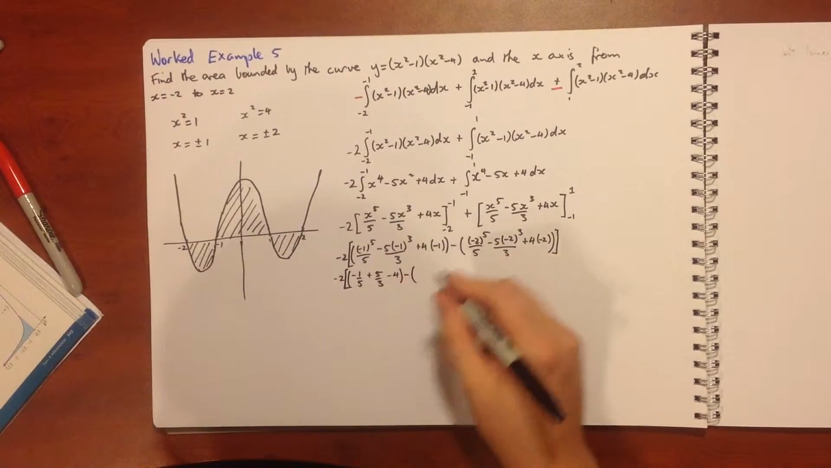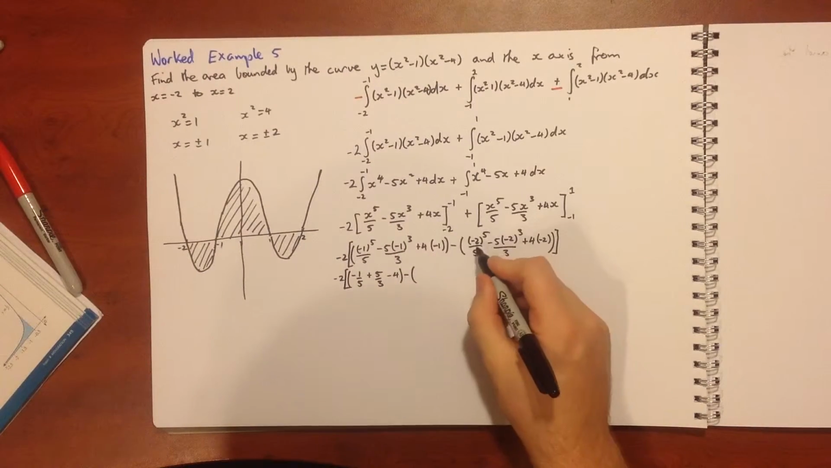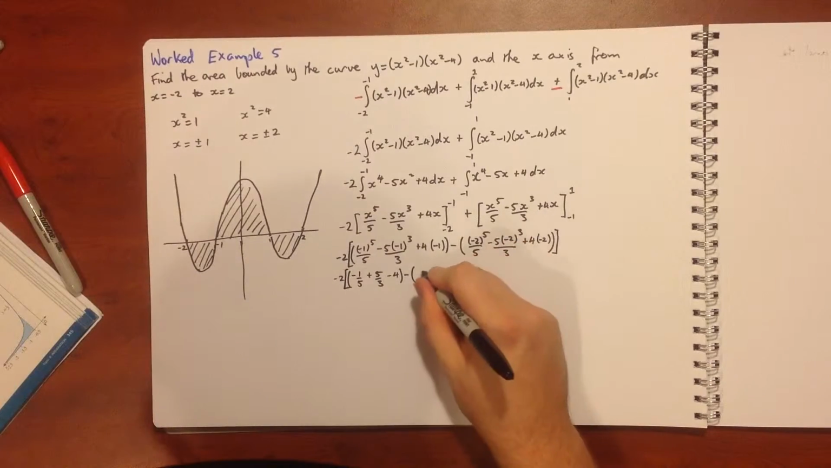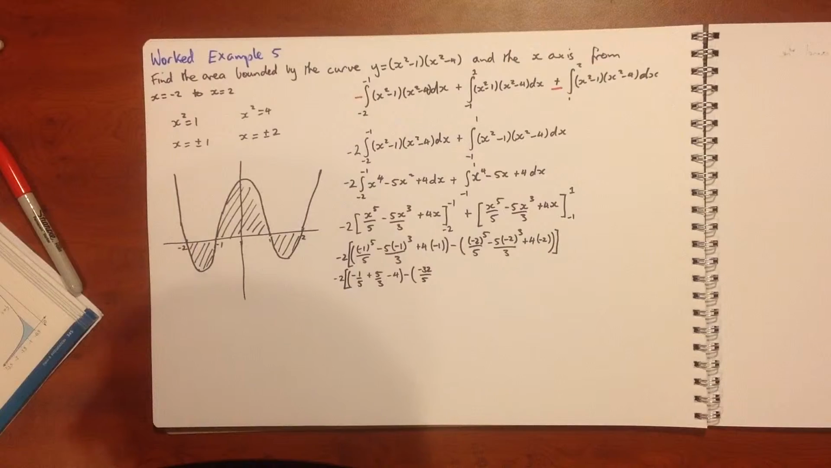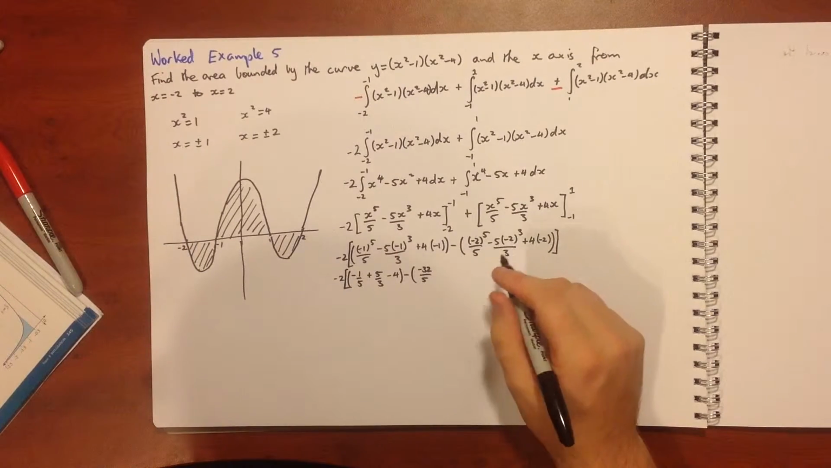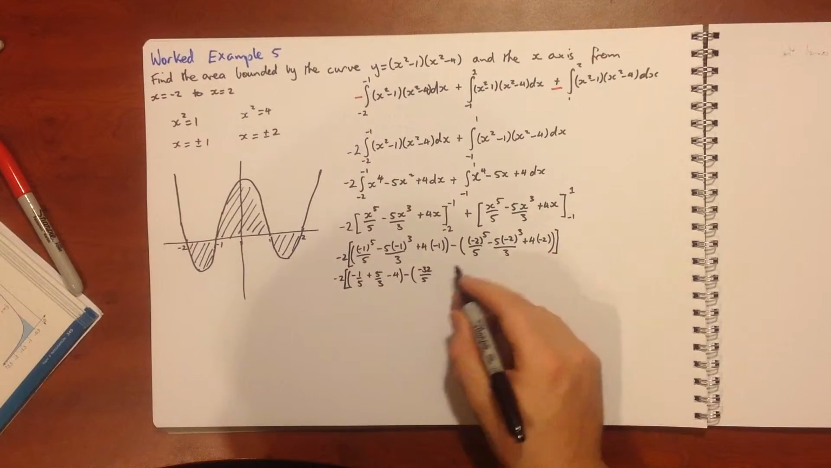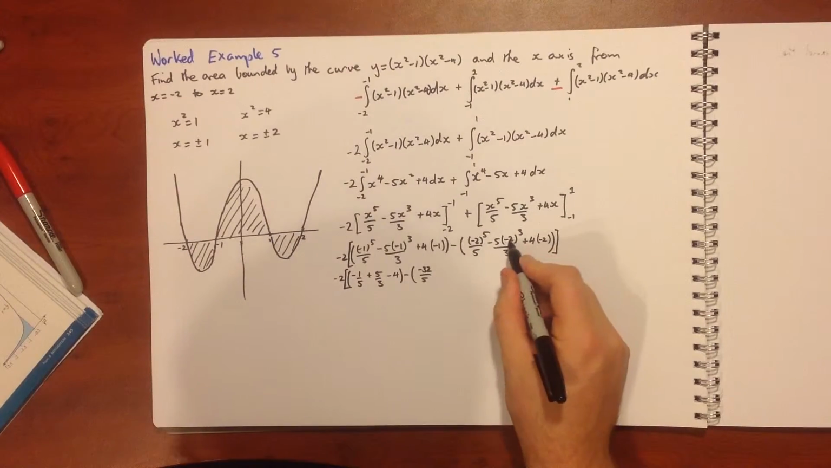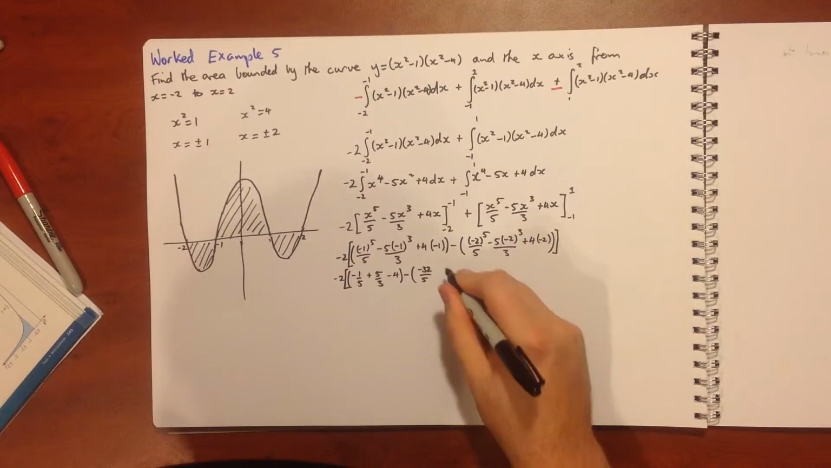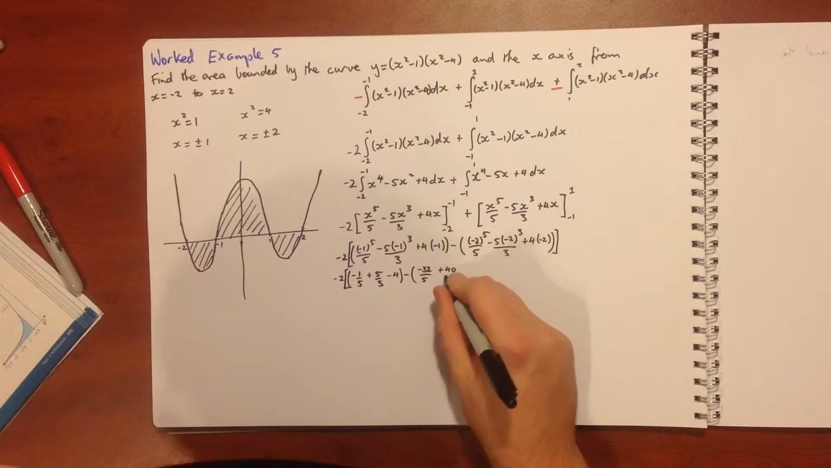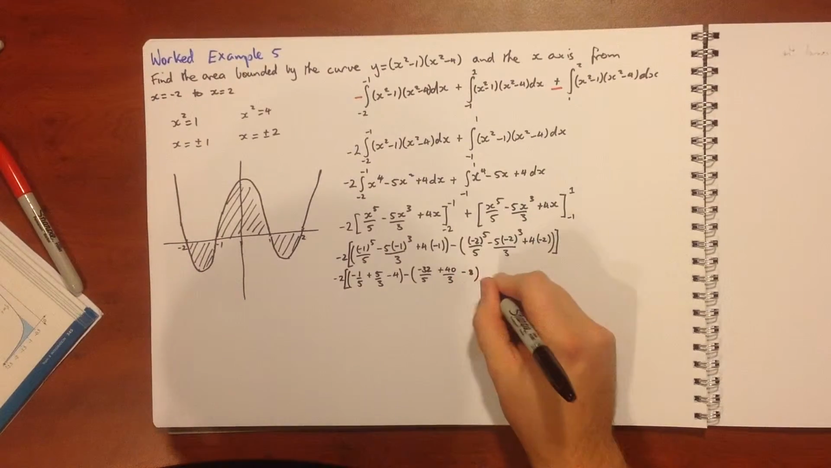Okay, we've got to take away then our 2 to the 5, well, that's going to be 32. That'll be minus 32 on 5. Okay, and then we've also got our minus 2 cubed, which is minus 8 times minus 5 is going to be positive 40 on 3. Okay, minus 8.